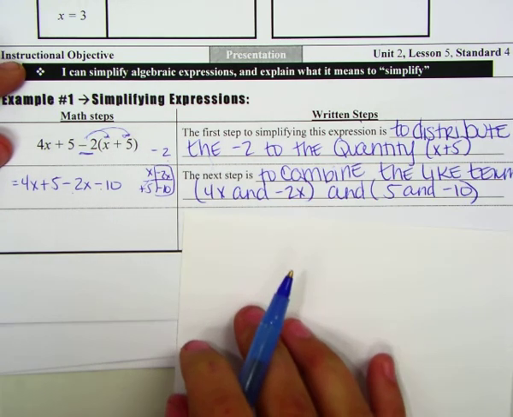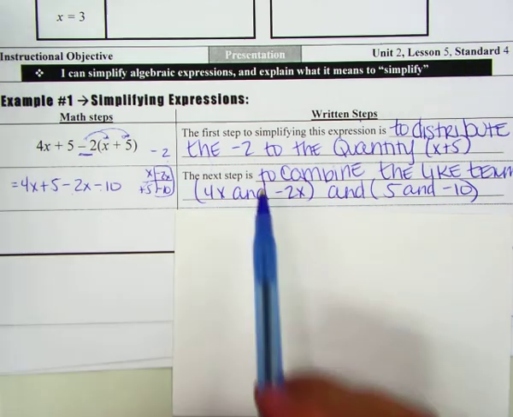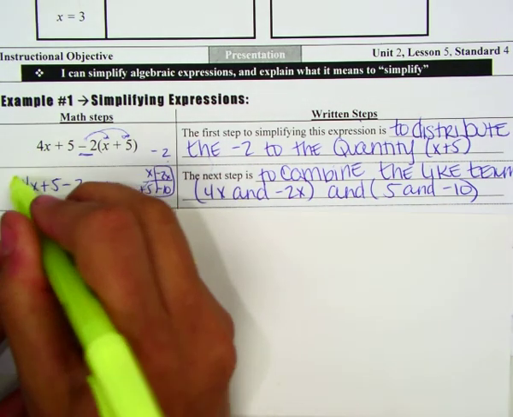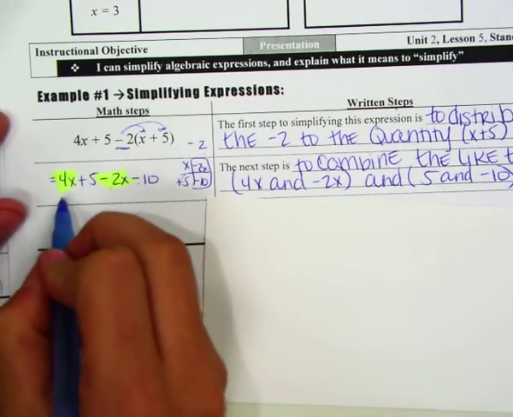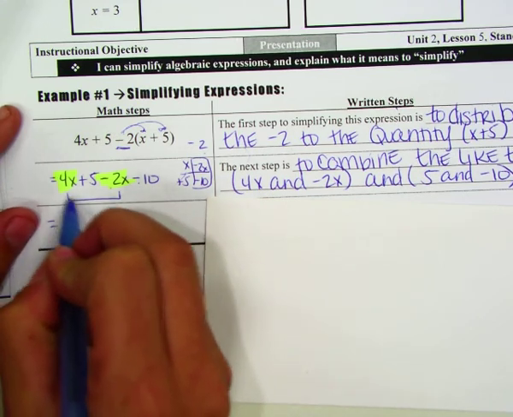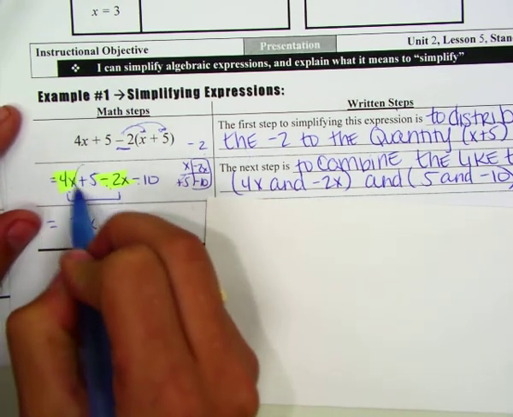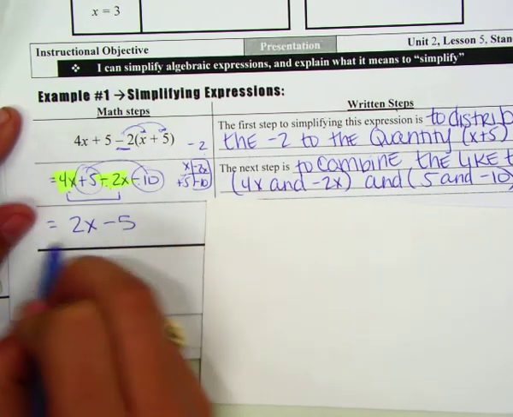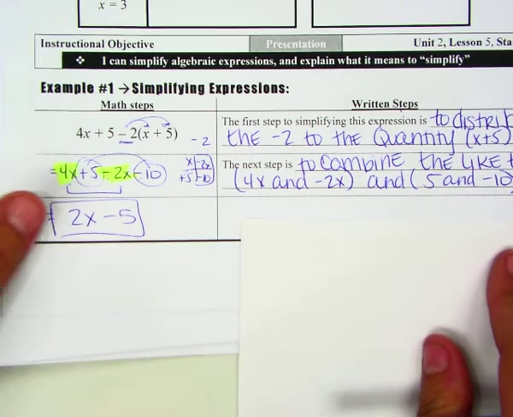The next step is to combine the like terms, which would be 4x and -2x, and 5 and -10. So the 4x is a like term, and the -2x is a like term. These are like terms, so I will combine them. 4 minus 2 is 2. And then 5 minus 10 is a -5. And that's your answer. We're going to do a couple more examples together.